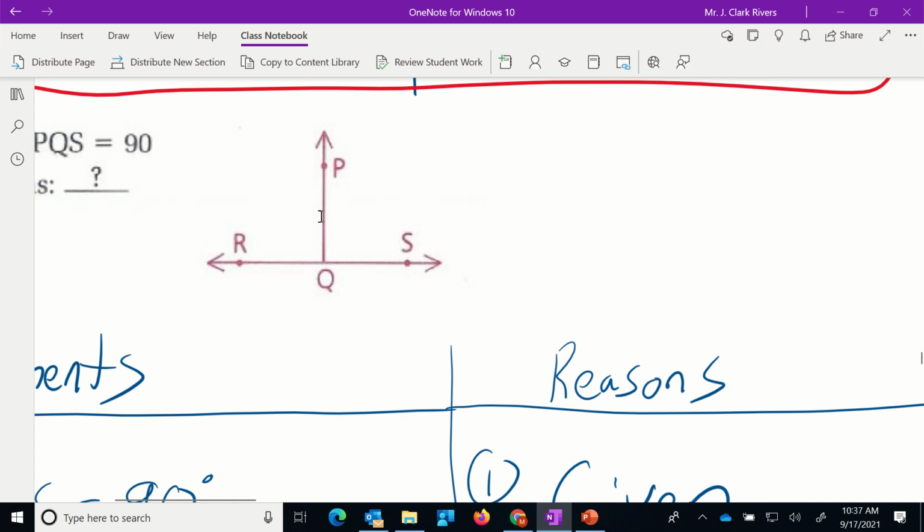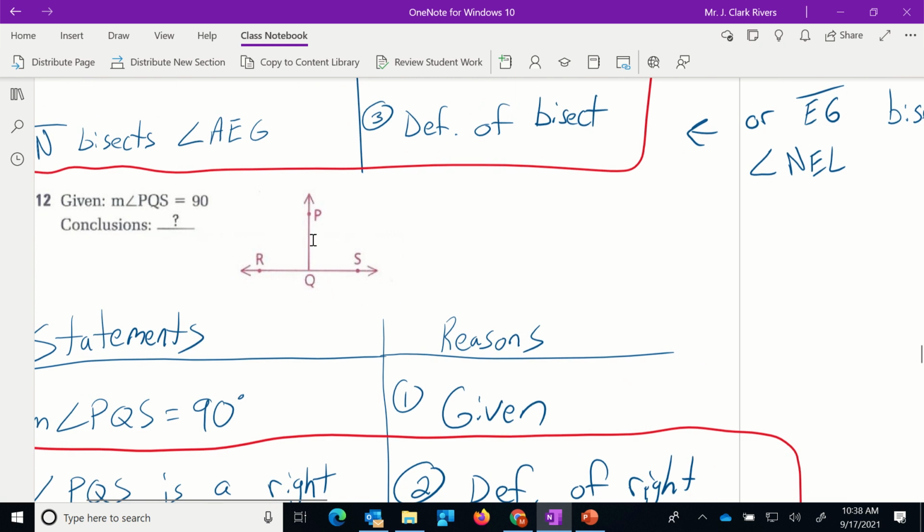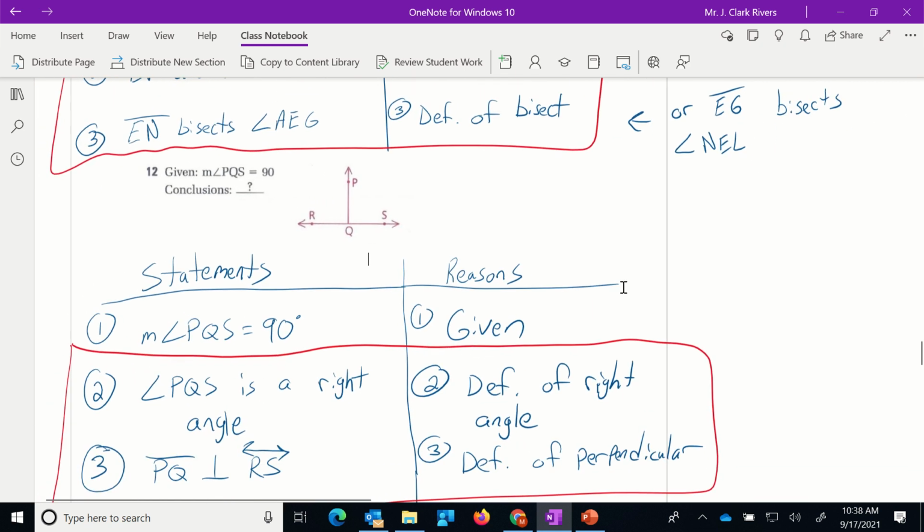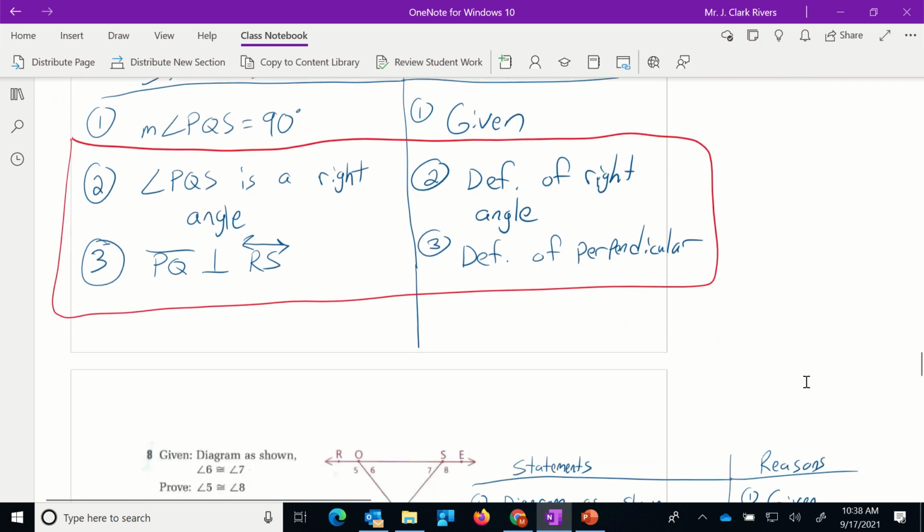Can we have said that PQ bisects RQS? Because we know angle RQS? Yeah, angle RQS. I would take that. Okay, yeah, that's fine. That'd be okay. Kind of jumping over some stuff, which I'm not crazy about, but I would probably take it.